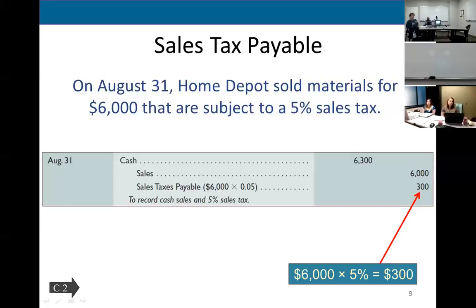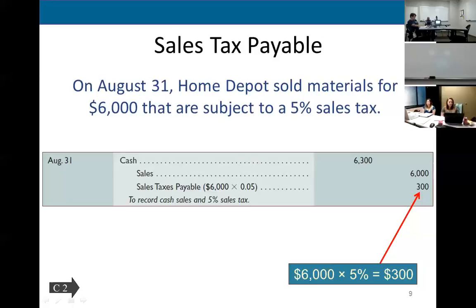It's important too: sales tax payable is not an expense. It arises because the law requires the seller to collect this payment from customers on behalf of the government.